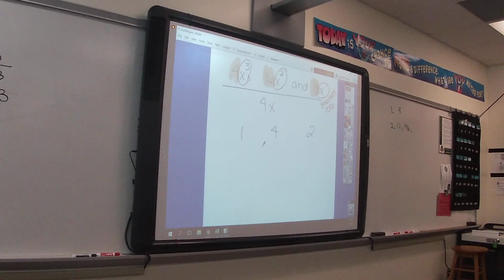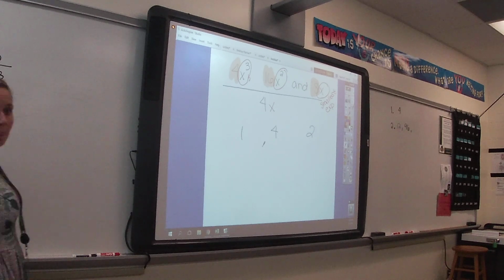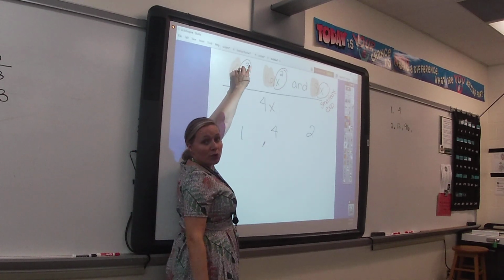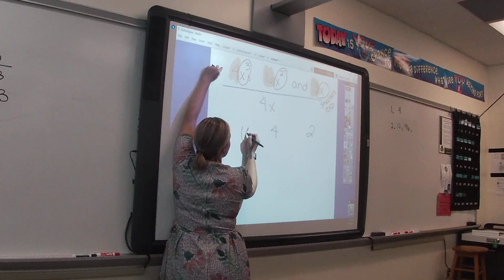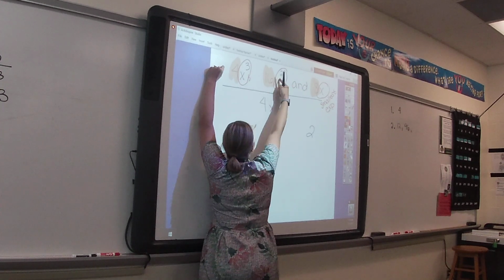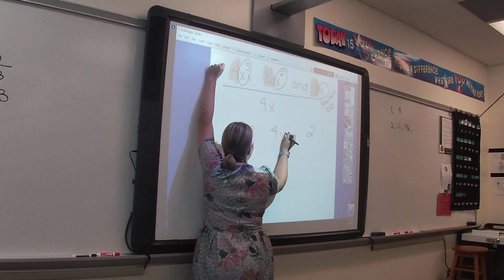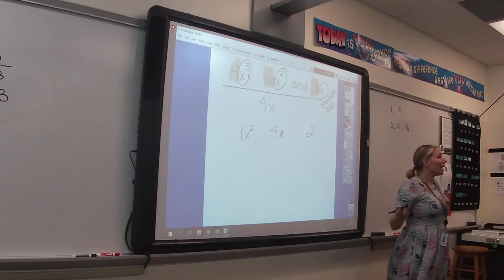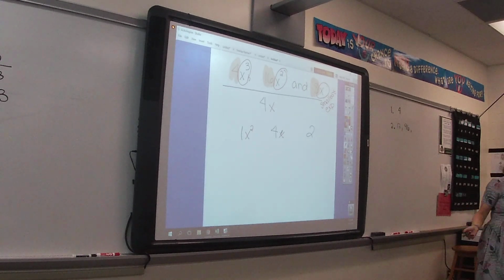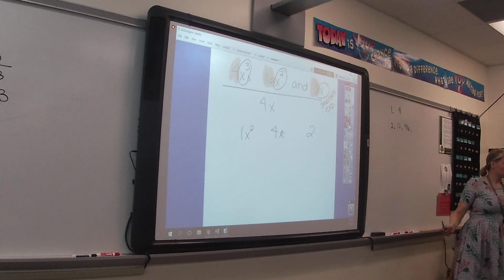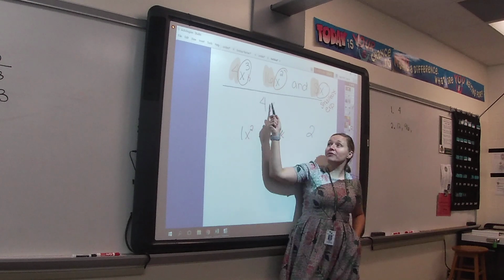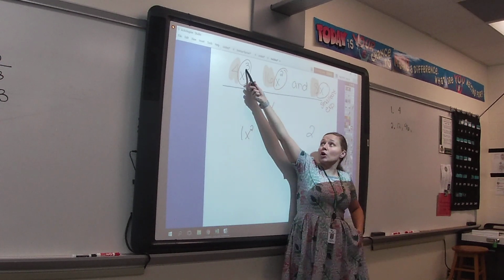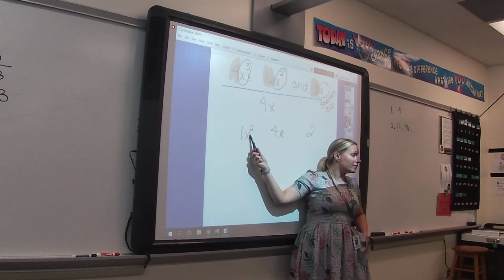When we divide with exponents, what do we do? Subtract. So 3 minus 1 is 2. 2 minus 1 is 1. And 1 minus 1 is 0, which means there's no x left. I'm subtracting because we're dividing, right? And when we divide with exponents, we subtract. There were 3. I pulled out 1 of them. I have 2 left.